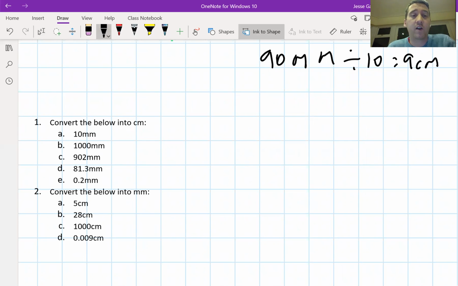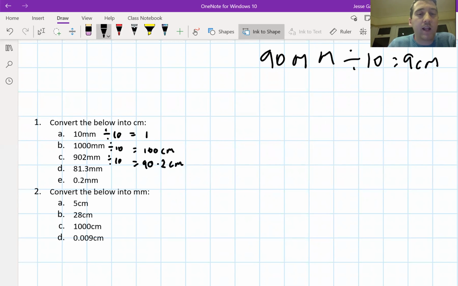All right, so you have to convert the below into centimeters. So these are millimeters, you have to convert to centimeters. So if you've got 10 millimeters, you need to divide by 10 to get the centimeters. That's 1. 10 divided by 10 is 1. What about 1,000 millimeters divided by 10? You get 100 centimeters.